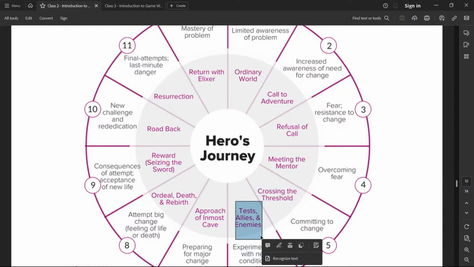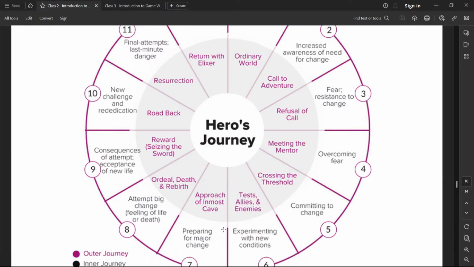Then you have tests, allies, enemies. Basically, you would be entering the belly of the whale, in other words. So it's basically a road of trials. A lot of things happen. You'll be experimenting, going to the new world, experiencing new conditions and stuff like that. And then once you reach the midpoint of the story, which would be the major change, the plot twist or the big twist in the game.